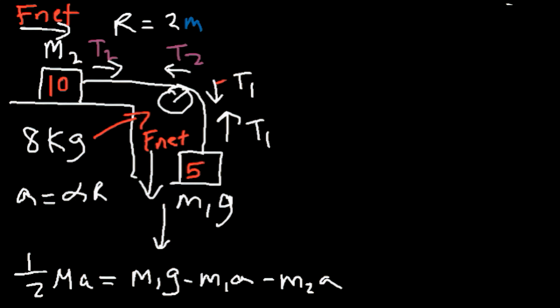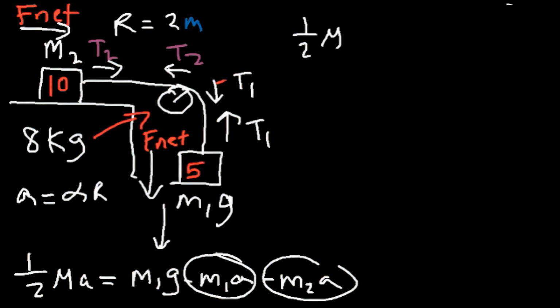So what we're going to do is we're going to take these two values and add it to both sides. So we're going to move it from the right side to the left side. So it's negative on the right side, and it's going to be positive on the left side. So 1/2 ma plus m1a plus m2a is equal to m1g.